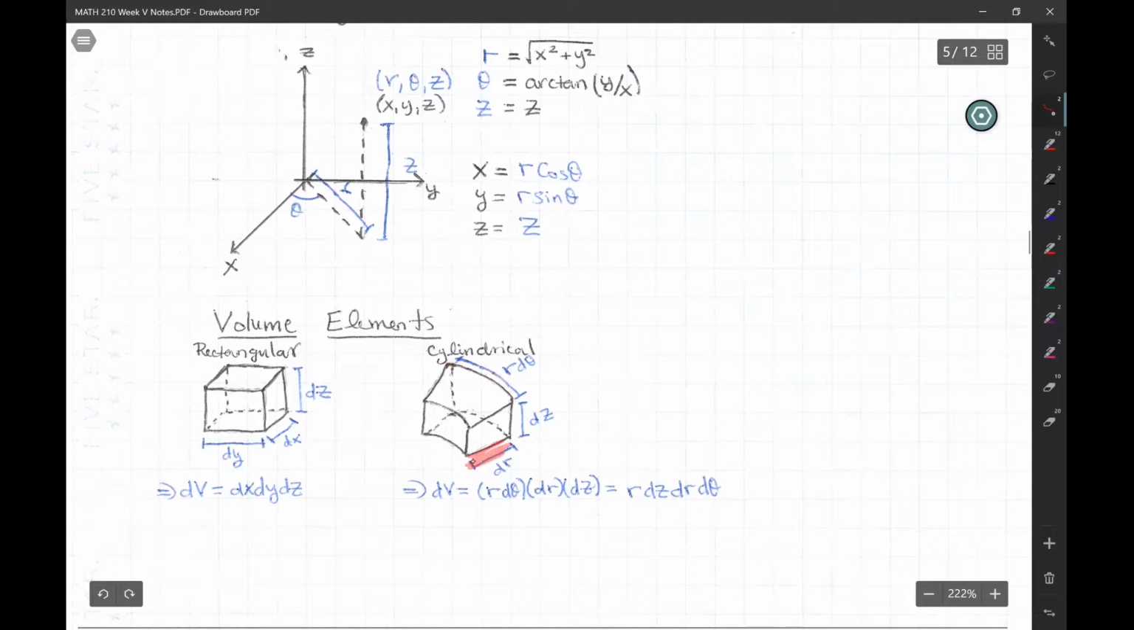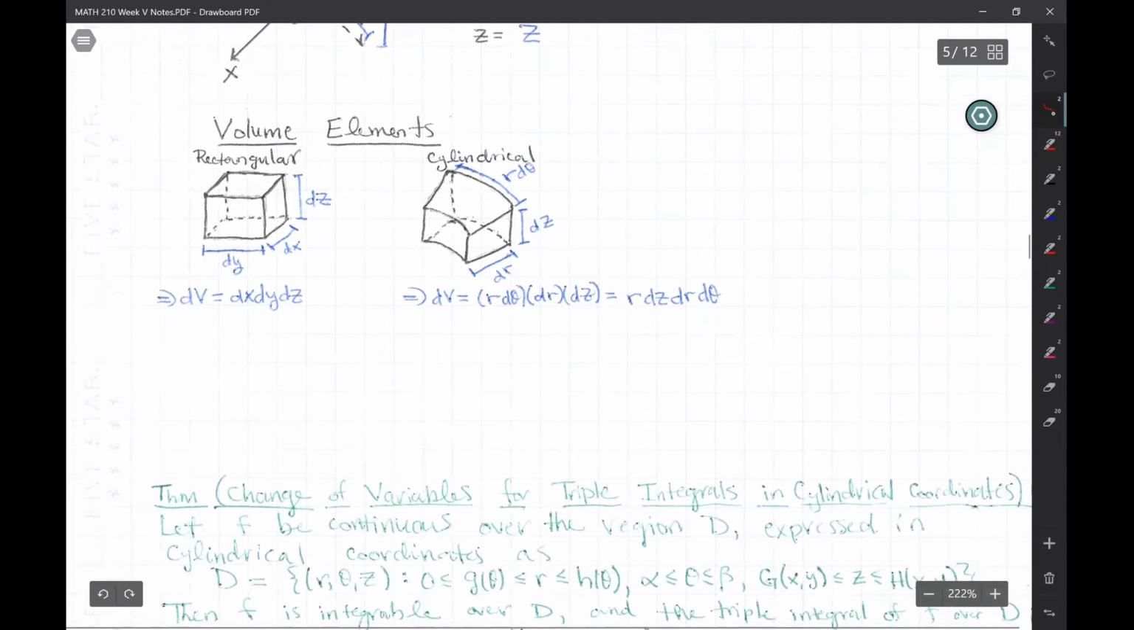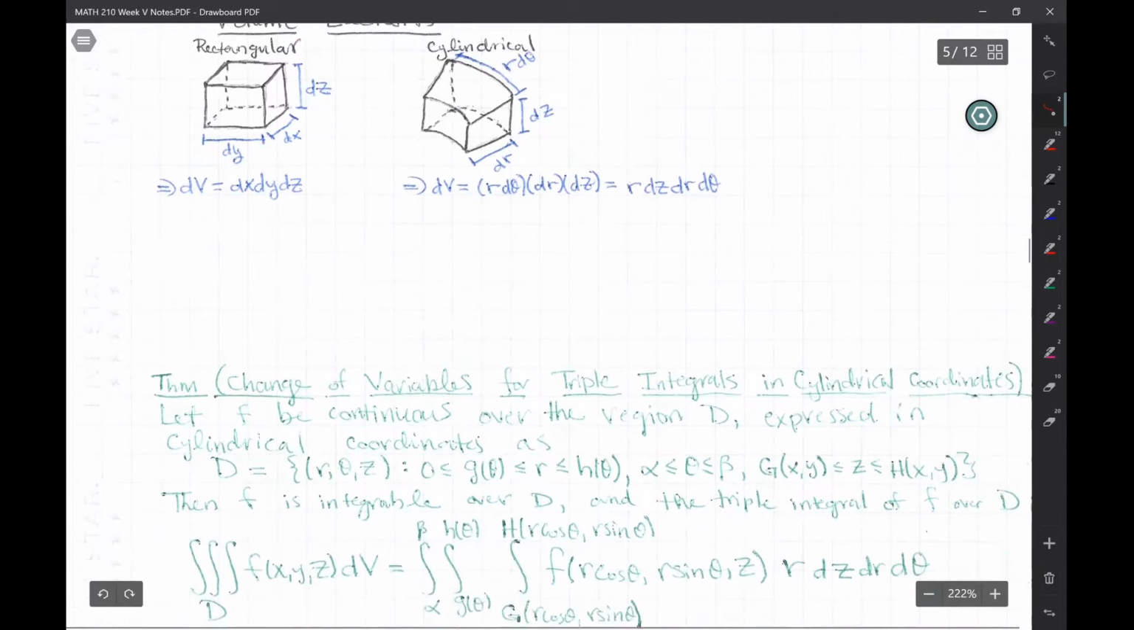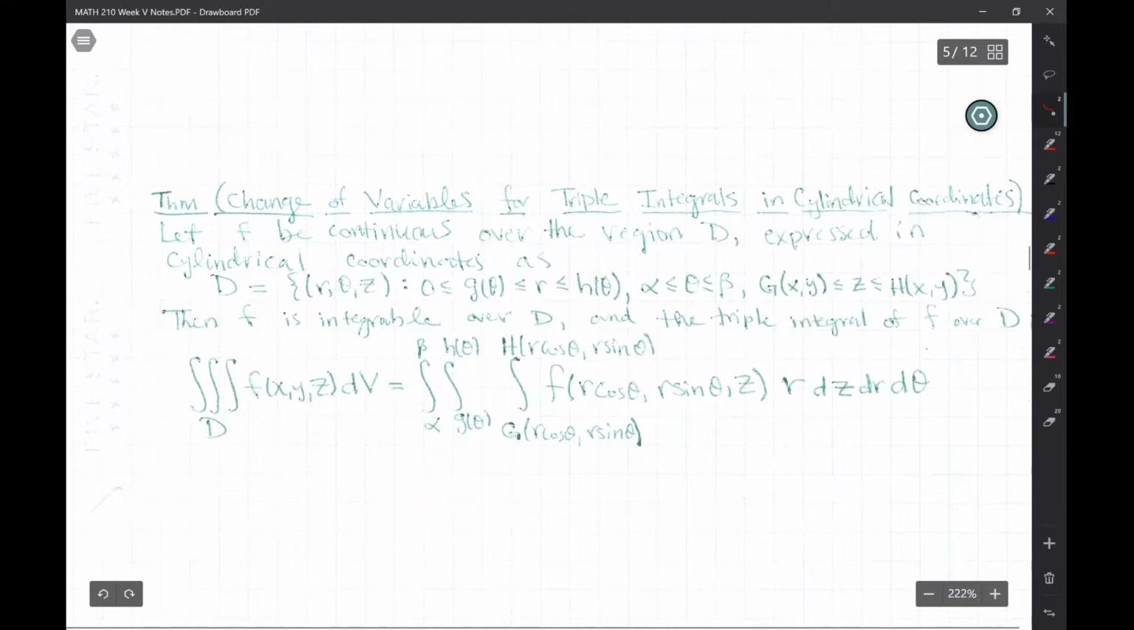We also have dr, the width along the r variable, and we have dz, the height along z. So multiplying these three things out, we get our volume element in cylindrical coordinates that we could use in our triple integral.